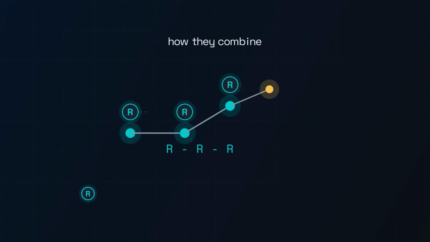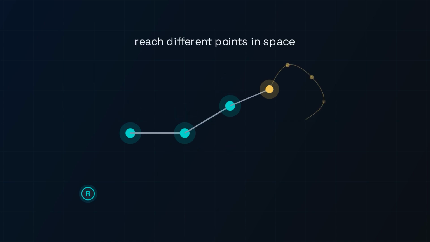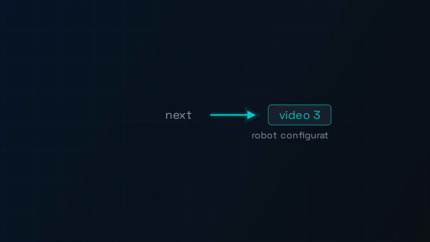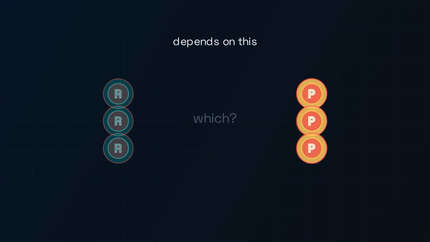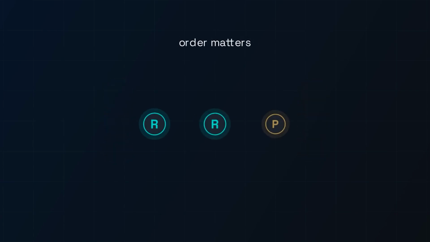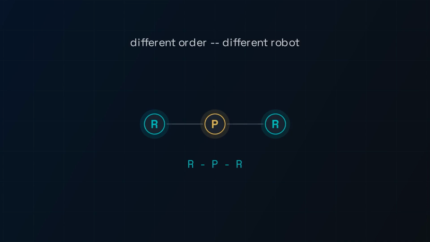Because once you know what types of joints exist and how they combine, the natural question is how you could combine those joints to actually allow your end effector to reach different points in space. And the answer turns out to depend almost entirely on which joints are revolute and which ones are prismatic, and in what order they're actually present.